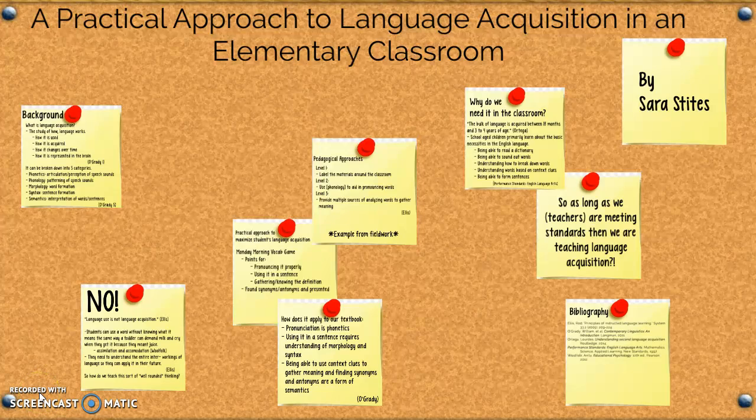Hello, my name is Sarah Stites, and I will be talking about a practical approach to language acquisition, specifically in an elementary school classroom. I look forward to teaching the 5th grade, so pardon many of my examples and references which pertain specifically to that group.